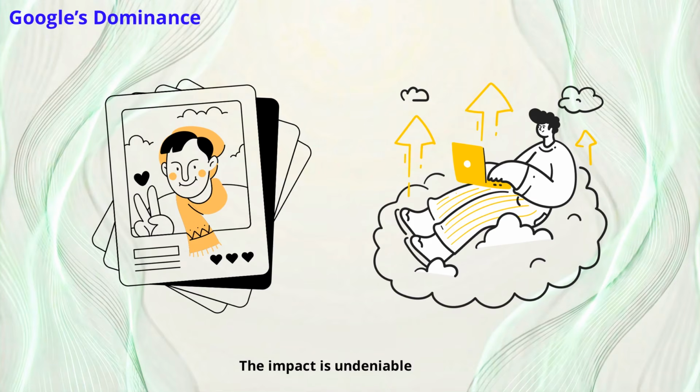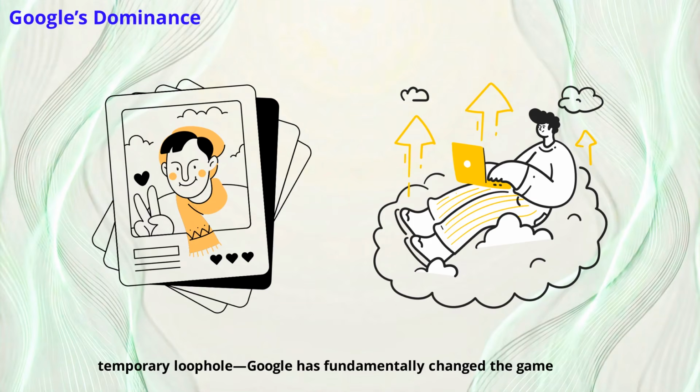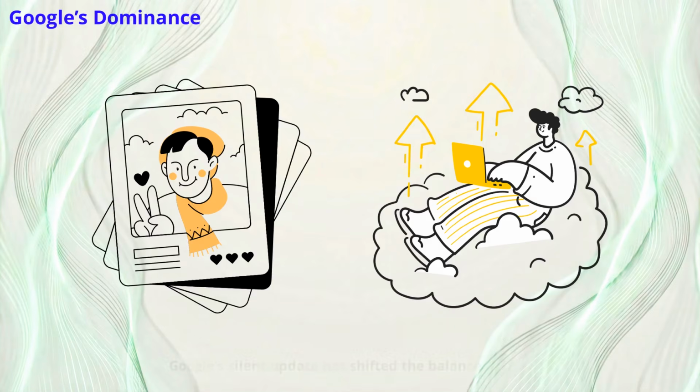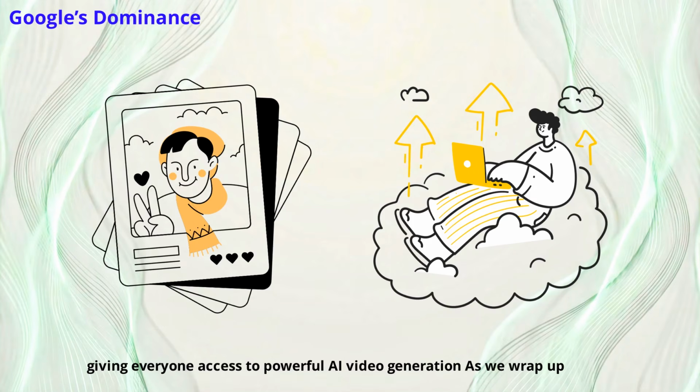The impact is undeniable. That free clip from Veo 3 outperformed a $30 subscription from Kling. This isn't a glitch or a temporary loophole. Google has fundamentally changed the game. By making Veo 3 free and accessible, they've ended the era of paid AI video tools. Creators everywhere can now produce high-quality videos without worrying about monthly fees or restrictive paywalls. Google's silent update has shifted the balance, giving everyone access to powerful AI video generation.